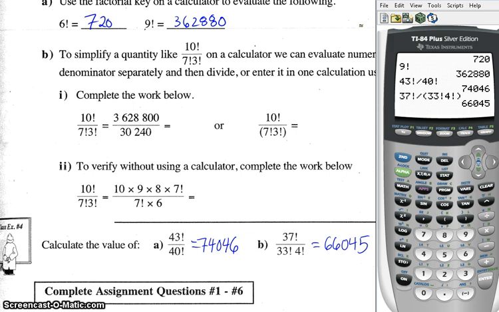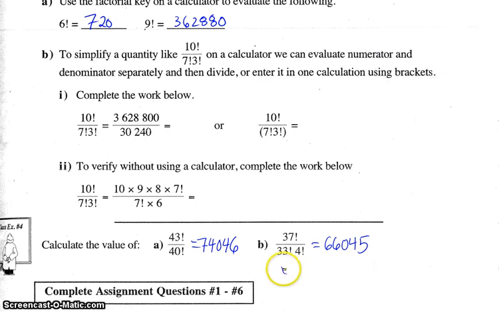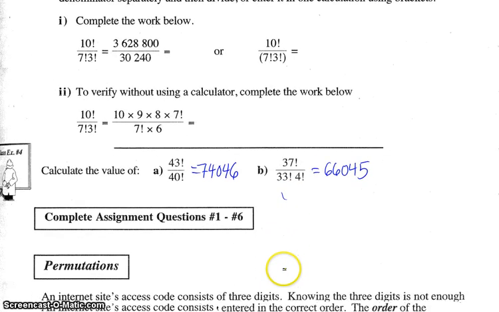Okay, so did we get those factorial notation into our calculator? Okay, and example 4, we should have gotten 74,046, and part B, 66,045. And if you're not sure how it was entered in the calculator, you can check what I typed in up here, and hopefully we arrived at the same thing. Okay, so let us go back to the lesson.